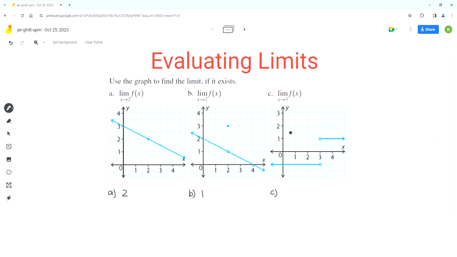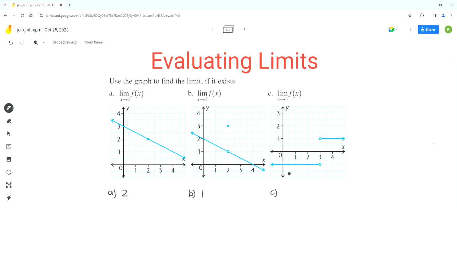In part C, we have to find the limit as x approaches 3 for the function f of x. In this case, the graph of the function is broken up into two parts. There are these two horizontal lines, the first one and the second one, and the graph breaks up at x equals 3. First we have to evaluate the left hand limit and then the right hand limit and see if they equal each other.